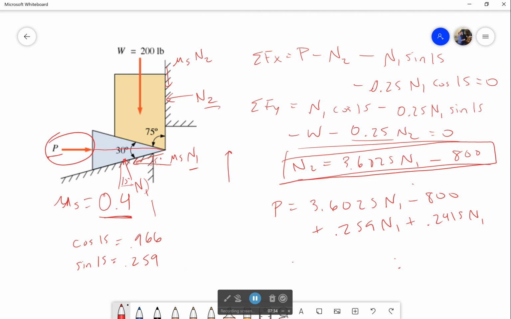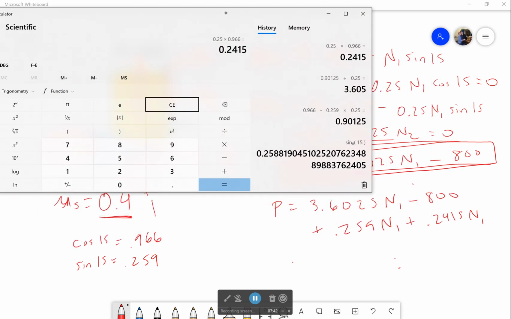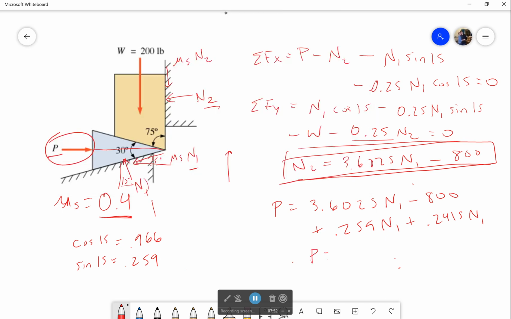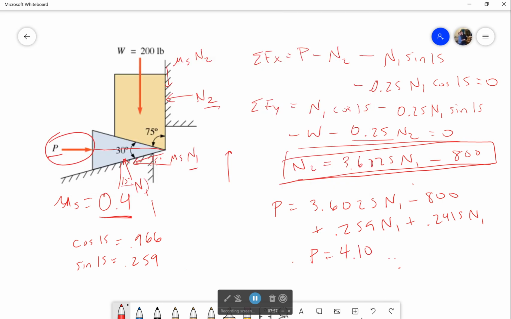Okay. So have a look at all that equation. I can simplify it a little bit more. So I'll go ahead and simplify that. And I get 3.6025 plus 0.259 plus 0.2415. Okay, so P is equal to 4.103 N1 minus 800.